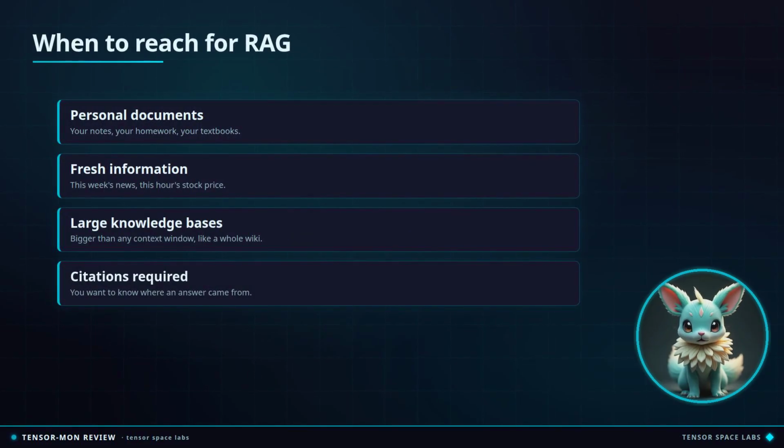When to reach for RAG. Personal documents the model cannot have seen. Fresh information from after the training cutoff. Large knowledge bases too big to paste in all at once. And any time you need citations, where an answer came from exactly. All four of those are common.